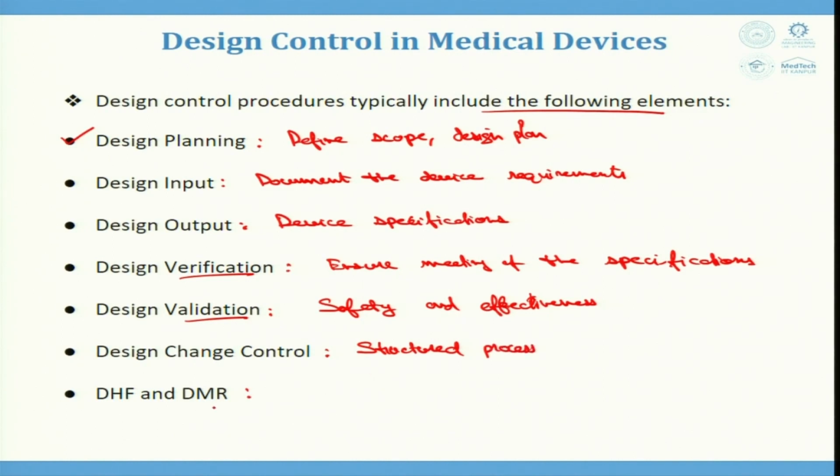Then DHF and DMR. DHF is design history file, and DMR is design master record. To maintain DHF and DMR for documentation and compliance is important. DHF is a collection of documents that records the development of a medical device, and DMR is a subset of the DHF in which the most critical design documents are kept.